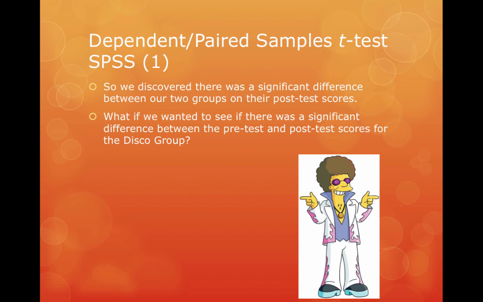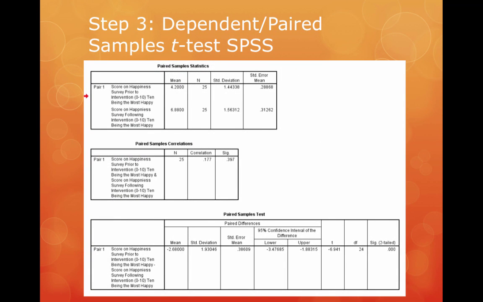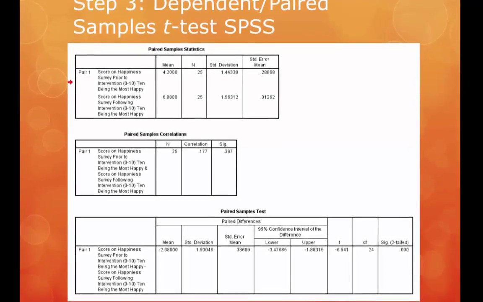Okay, so we discovered that there was a significant difference between our two groups on their post-test scores. But what if we wanted to see if there was a significant difference between the pre-test and post-test scores of the disco group? Well, this is where we're going to conduct a dependent samples t-test, just looking at one group of people. So within SPSS, we're going to have to tell SPSS to just select the people who were in the disco class and not include those in the exercise class in this analysis.